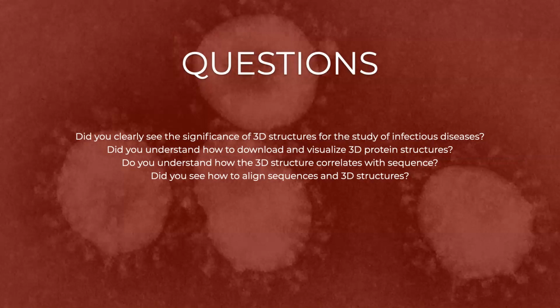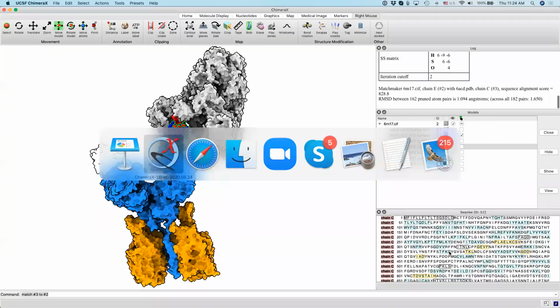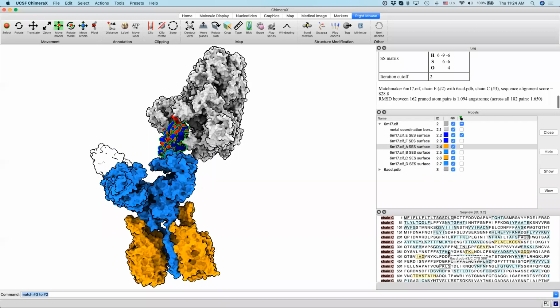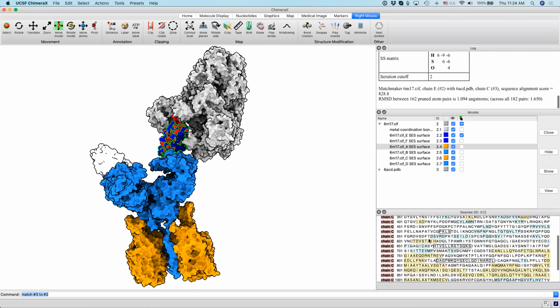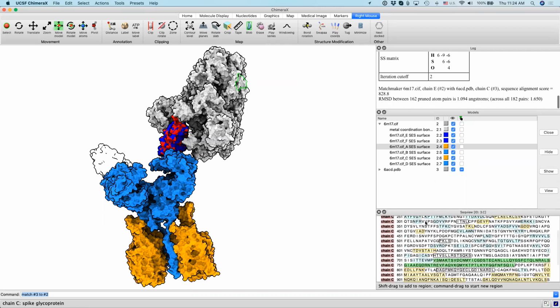Okay, so remember, we have the sequence right here, right? So this is the sequence for chain C, right? So essentially any position here, right? Let's select some position. It's right there, right? So if we have the receptor binding domain, okay, you can see that it's right there.